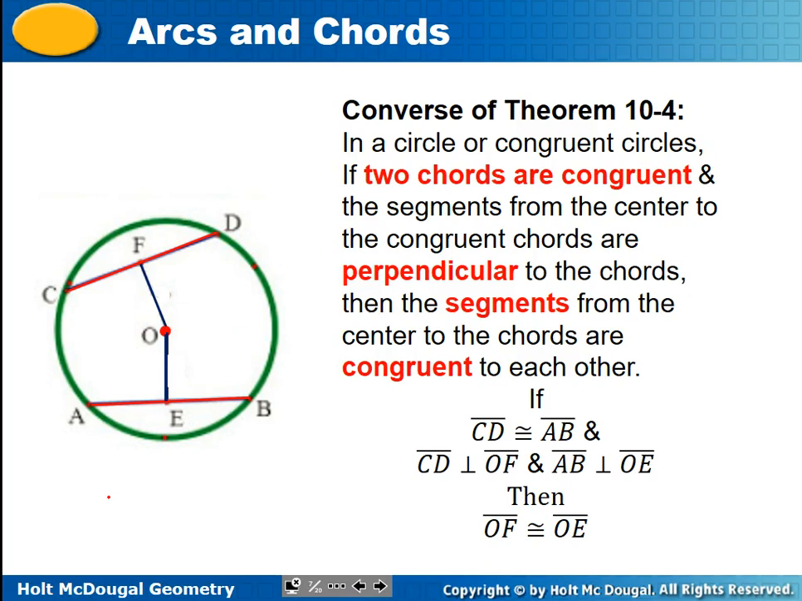The converse of this is also true. So if I tell you that CD is congruent with AB, then I know that they are perpendicular and that they are equidistant from the center. So the converse of this is also true.